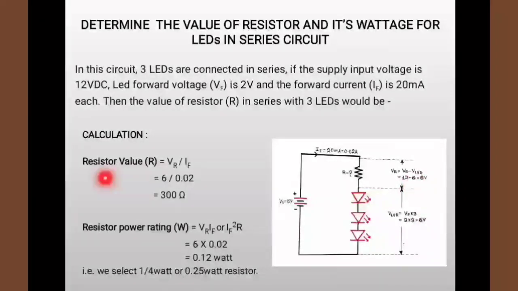Now the value of resistor would be R equals VR divided by IF, that is 300 ohm. The total current draw is 0.02 ampere. So power rating of resistor is W equals VR into IF or IF square R, that we get 0.12 watt. So we select 1/4 watt or 0.25 watt resistor for this circuit.